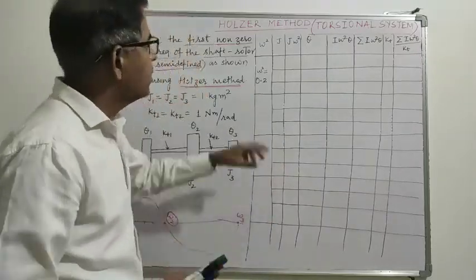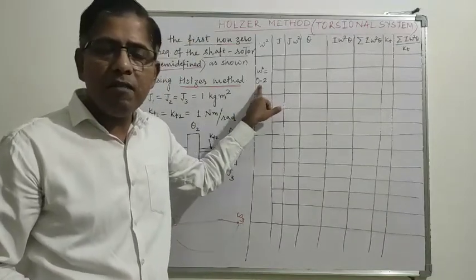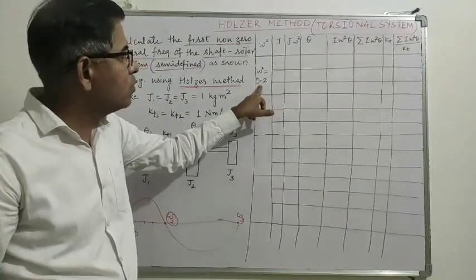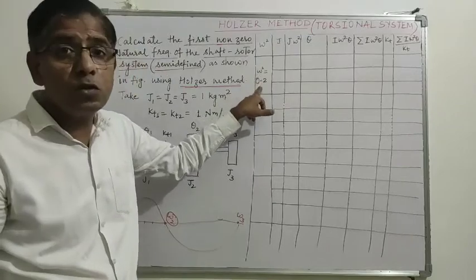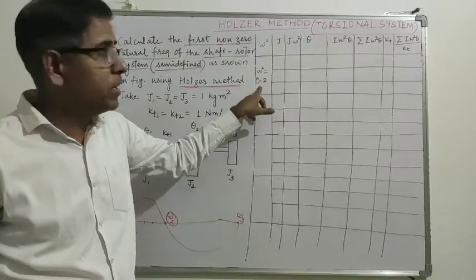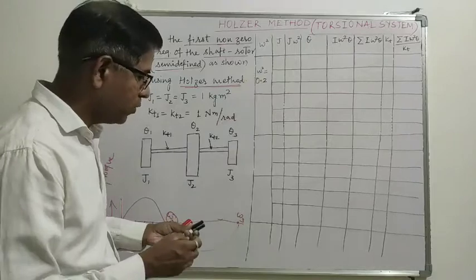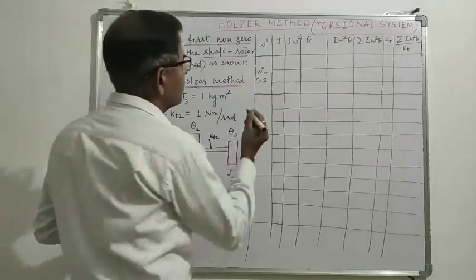So there is no scientific base why I have selected omega square is equal to 0.2, but we have selected it as 0.2. This is the assumed value.